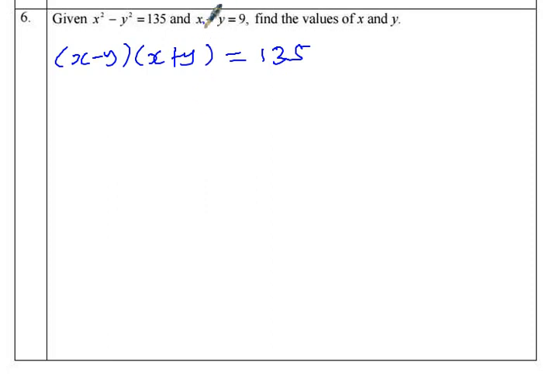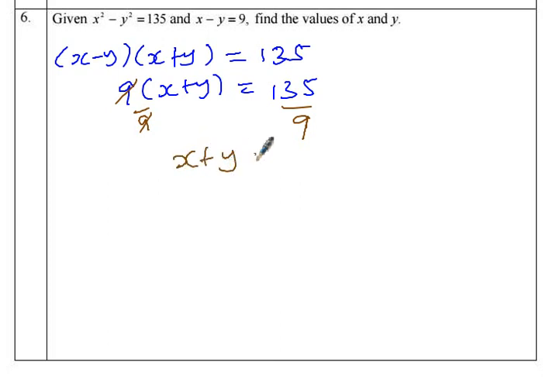Okay, now, in the same question, I'm told that when I do x take away y, I'm supposed to get a 9. So that means where I have x minus y, I can put there a 9 into x plus y, which is equal to 135. Now, someone who is smart, instead of opening brackets here, I'll test and see if this number is divisible by 9. If I divide by 9, I also divide on this side by 9. And if we divide, we get that x plus y is equal to 15.